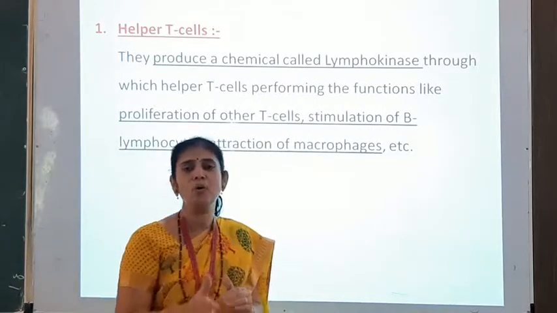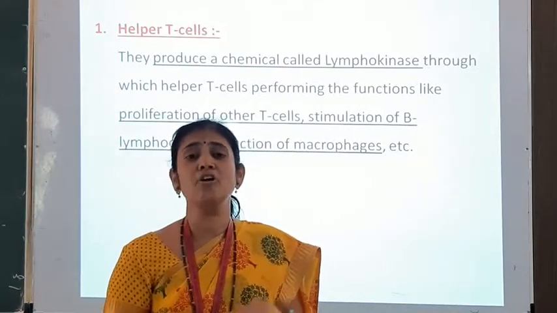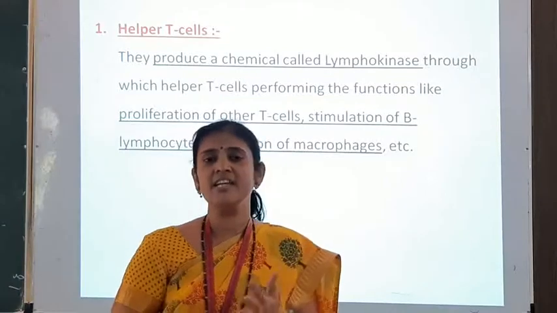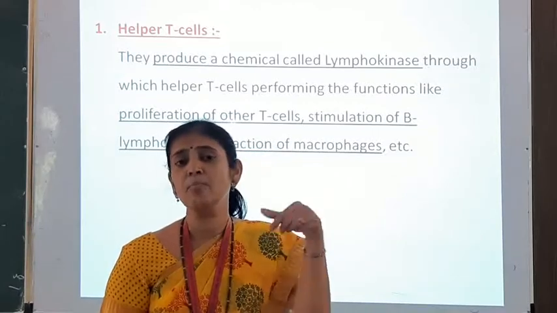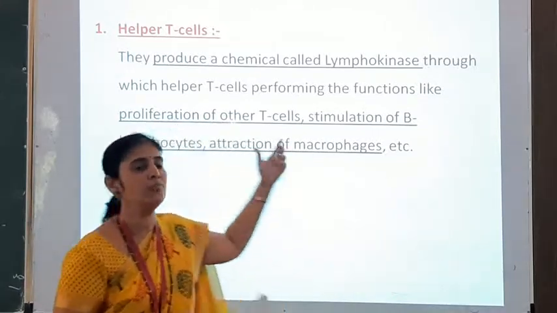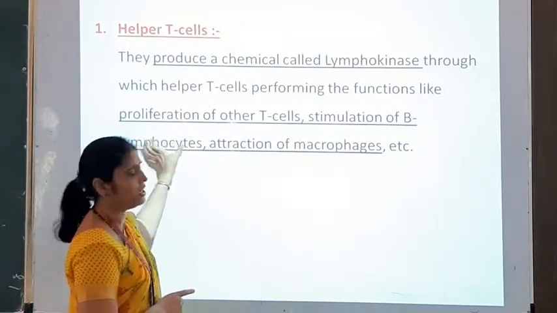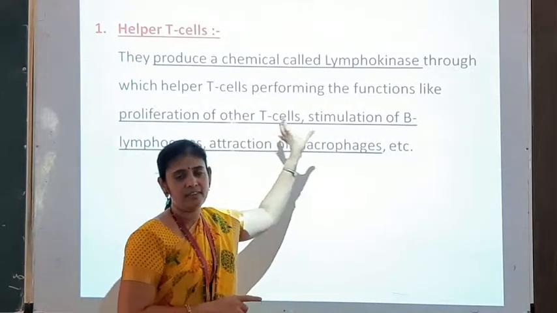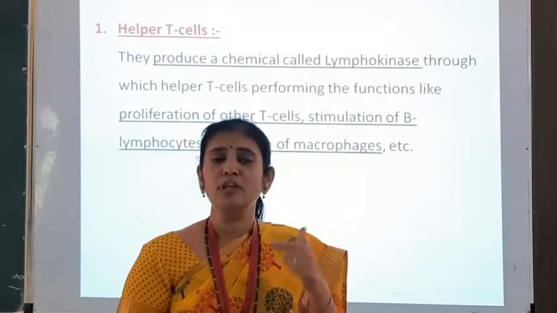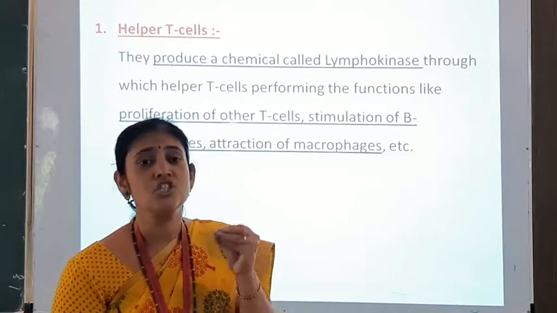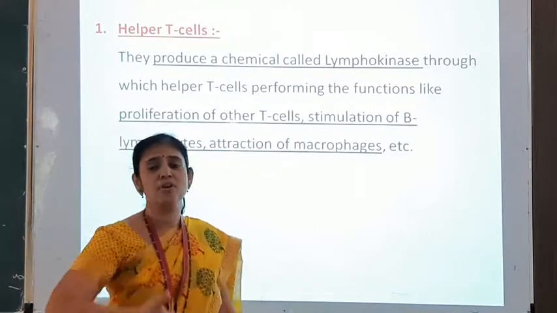By the secretion of lymphokinase, these helper T cells are responsible for increasing the number of other T cells, that means killer T cells, suppressor T cells and memory T cells. The number of all these 3 cells will be increased with the help of the action of these helper T cells, and therefore it is responsible for proliferation of other T cells. The next function: these helper T cells along with the secretion of lymphokinase are responsible for stimulation of B lymphocytes, for the production of antibodies.